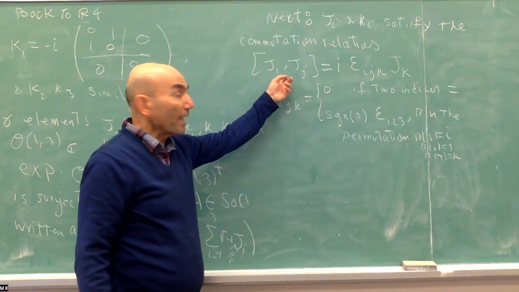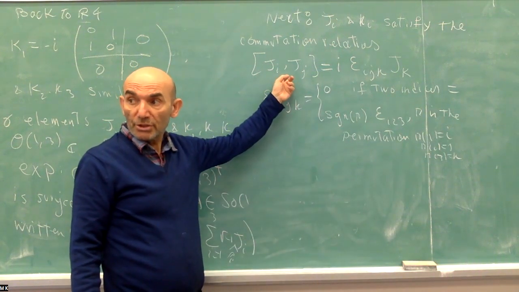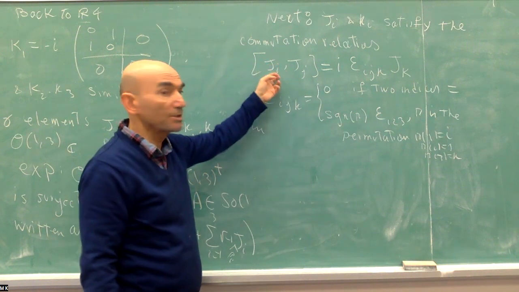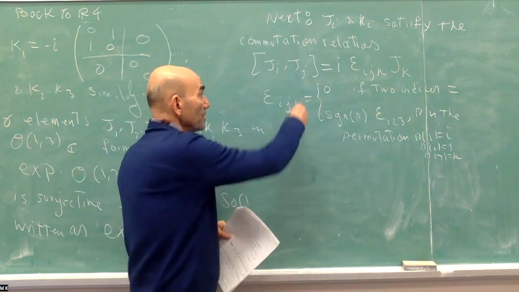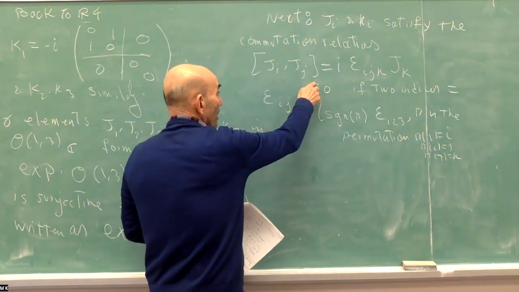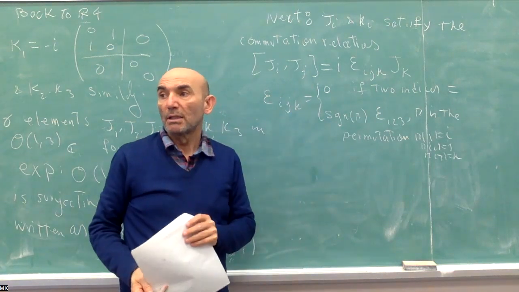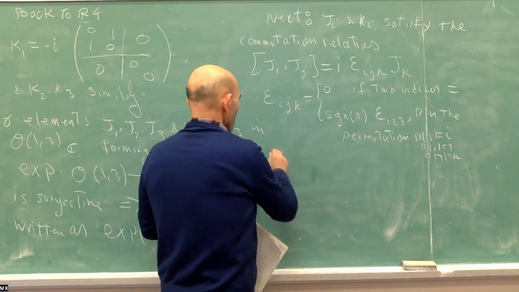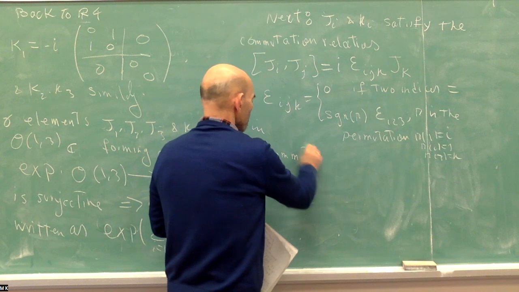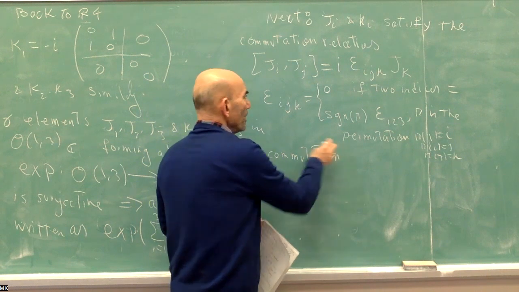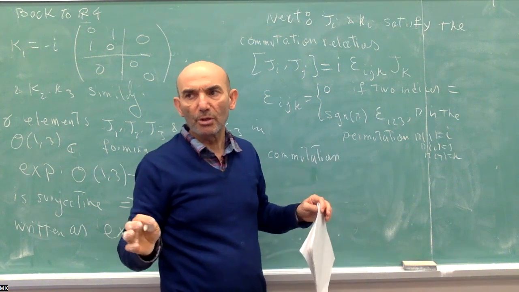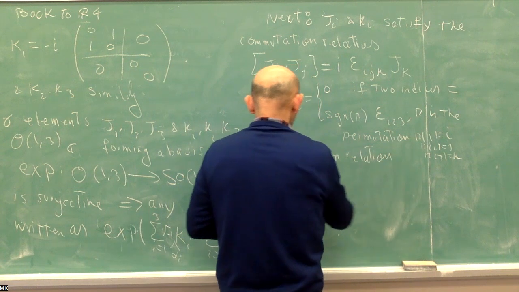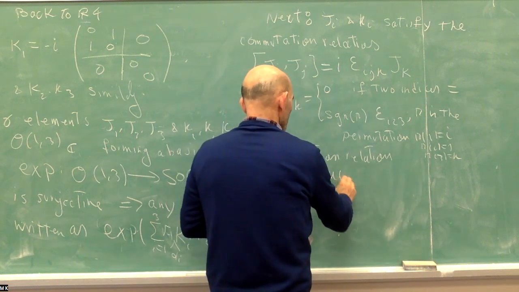Now these are called angular momentum relations. This is known maybe from quantum mechanics. So these are exactly the relations that are satisfied by the fundamental generators of SU(2). I believe in physics they call it the angular momentum algebra, but that's a commutation relation.